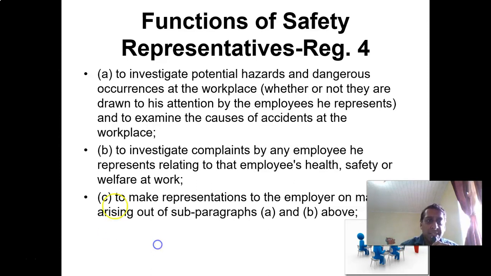or not they are drawn to his attention by the employees he represents, and to examine the cause of accidents at the workplace. So again, that's a nice function: to investigate potential hazards and dangerous occurrences, to investigate accidents, right? To investigate complaints by any employee he represents relating to that employee's welfare at work. To make representation to the employer on matters arising out of the above paragraphs A and B.